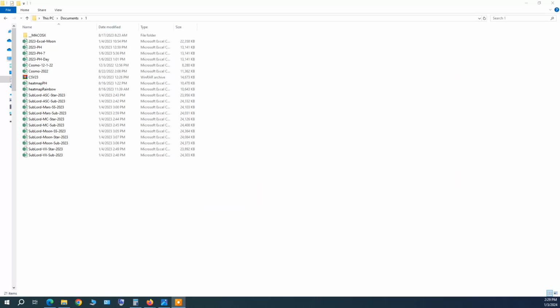Now this is a shot of my file explorer, and I keep all my NinjaTrader data Excel files in this folder, which is just called 1 under my documents folder. So what you're looking at, the 2023 is the Excel Moon data. These are the 3 pH data files. You can see a Cosmo data file, and then the various other components that we use for the Vedic rainbow.